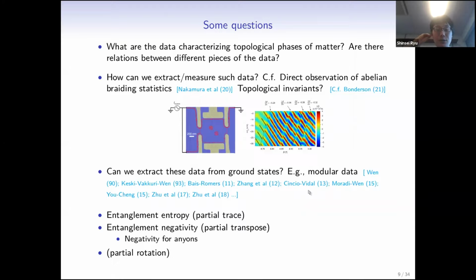Today, I want to focus on entanglement-related quantities, such as entanglement entropy, entanglement negativity, and other quantities. As we are going to discuss, these entanglement-related quantities are going to capture at least some part of the topological data. So that's my plan. I will first discuss entanglement entropy, and then I will move on to entanglement negativity. And if time allows, I will also discuss other operations.